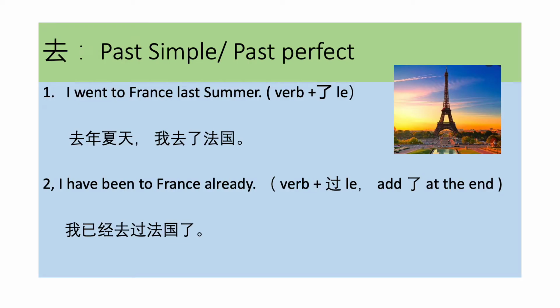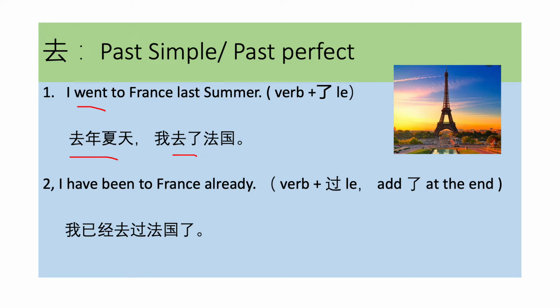去 in past simple is equivalent to went in English. So how to make 去 to went? We just add 了 behind the 去. So 去了. Very importantly, in the past simple, you always need to add a past time slot at the beginning of the sentence to show it is a past event. I wrote here 去年夏天 last summer 我去了法国.